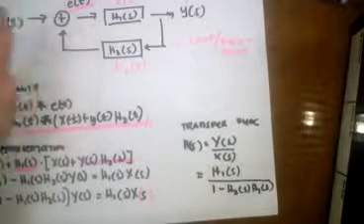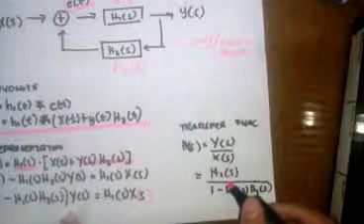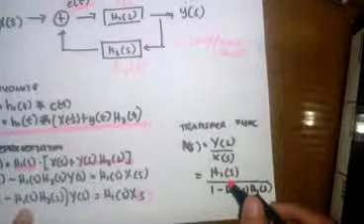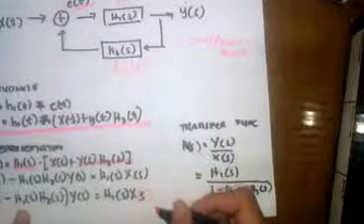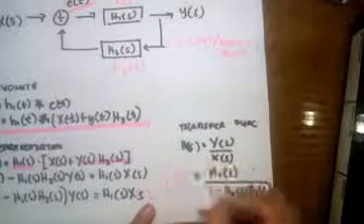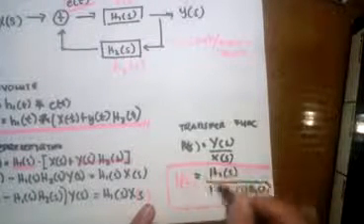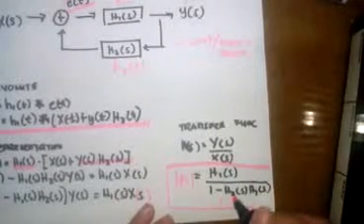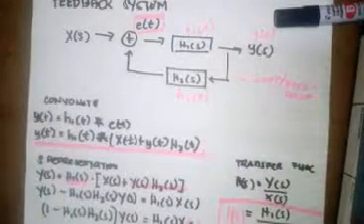And again, to get the transfer function, it's basically the ratio of the output and the input. So by multiplying this equation by 1 over 1 minus h of 1 of s times h of 2 of s, we have here h of s as h of 1 of s over 1 minus h of 2 of s times h of 1 of s. So that is a block diagram with a feedback.